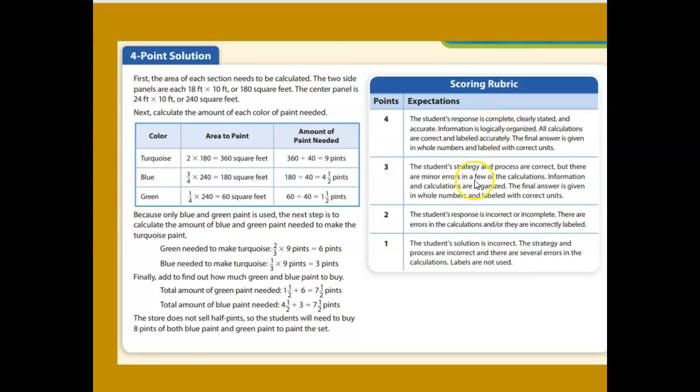You would have gotten a 3 if you were missing some information. You would have got a 2 if you just didn't have the correct, and 1 if there's lots of mistakes. So again, I just thought it might be fun for you.